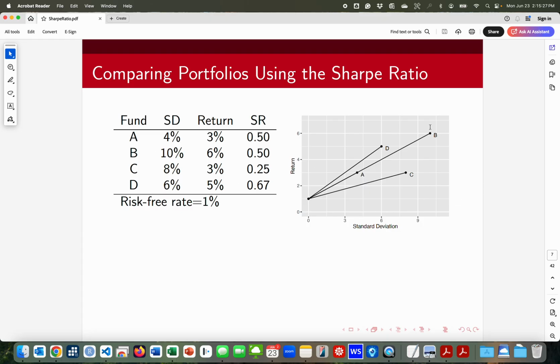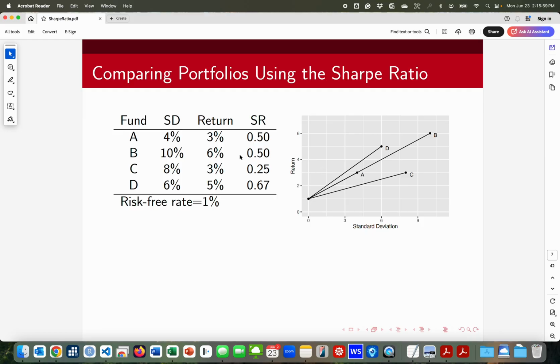B is this point out here, a standard deviation of 10% and a return of 6%. Point C is the 8% standard deviation, 3% return, and then D is the 6% standard deviation, 5% return. So we want the one with the steepest slope, and when you plot these, it's really obvious to see that D is the best option. D is the fund that gives the high Sharpe ratio, because that's the steepest slope.